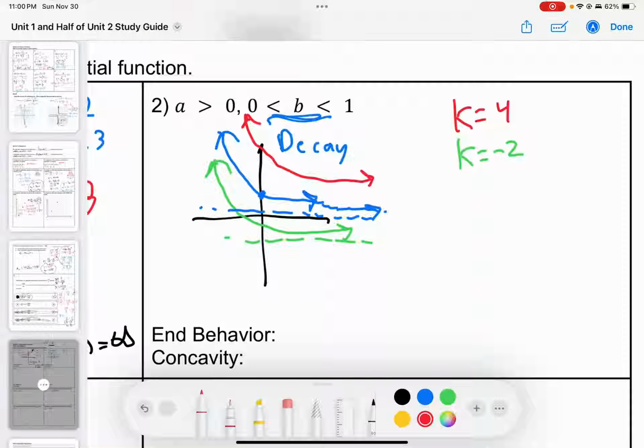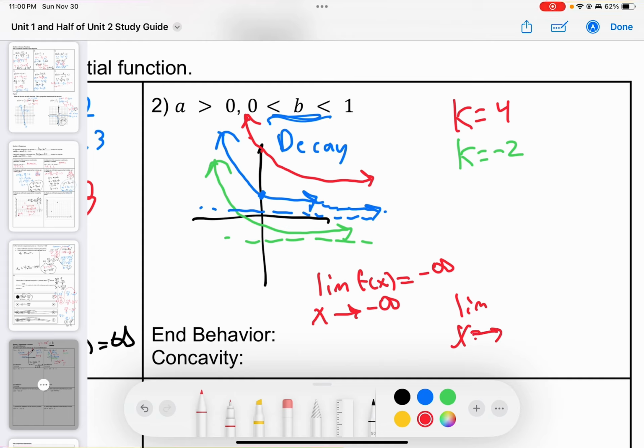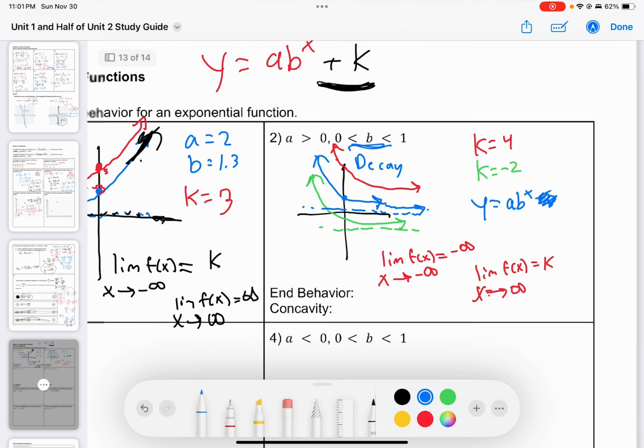So if I want to be accurate about the limit notation here, I can say, well, the limit as x approaches negative infinity, f of x is equal to, well, we're going towards positive infinity. But as we go towards positive infinity, f of x is going to approach k, whatever k is. If it's 4, it approaches 4. If it's -2, it approaches -2. If there is no k, then it just approaches 0, because think about it, y equals a times b to the x plus 0. You don't need to write plus 0. So essentially k is not there.